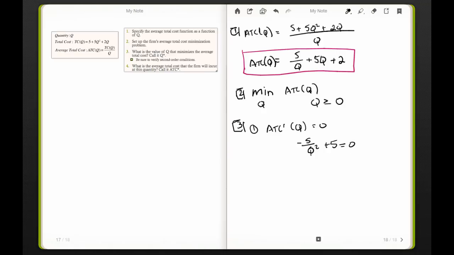So when I arrange this, I can add plus 5Q squared over there, divide by 5. And what I get is that Q squared equals 1, which yields a Q star either equal to 1 or -1. Since this is a constraint, we can't have negative quantities, so this is the one that I choose. This is the one that's economically relevant. Both are mathematical solutions. But anyway, we get Q star is equal to 1.